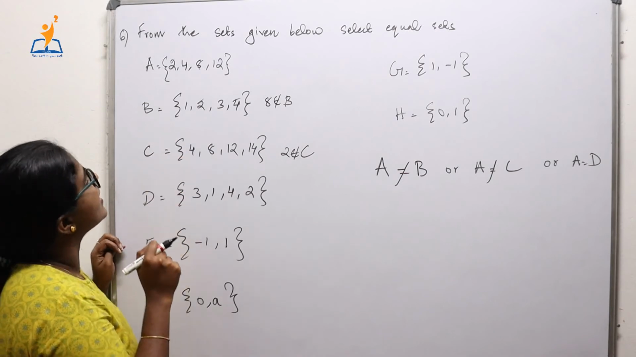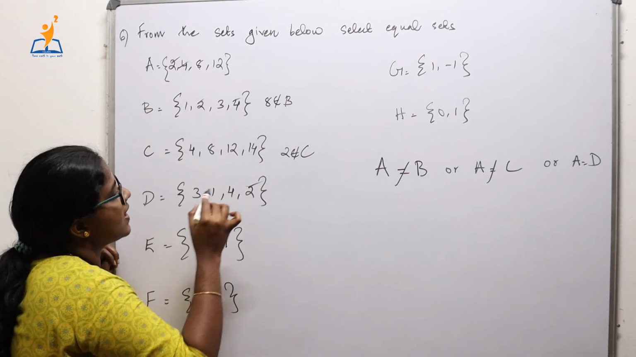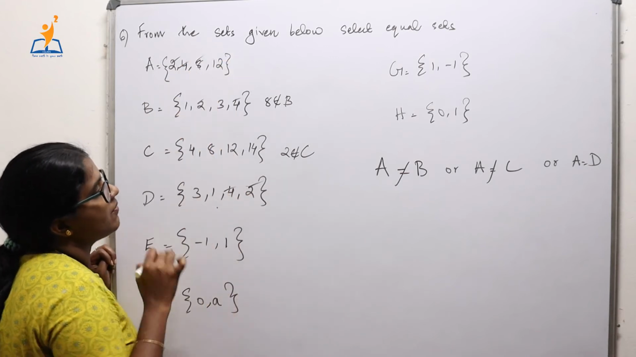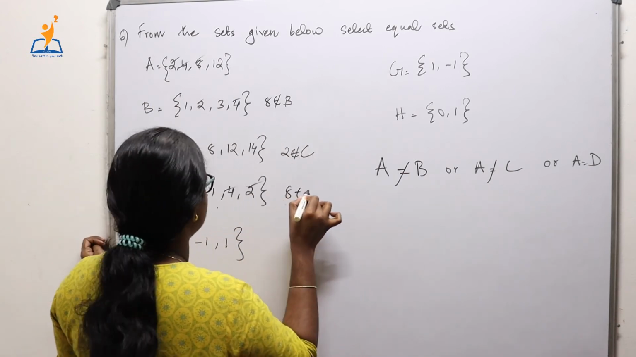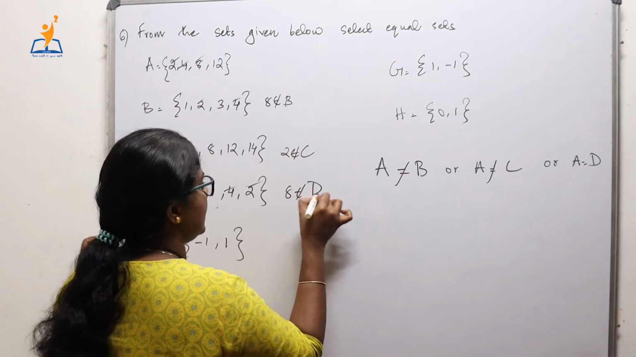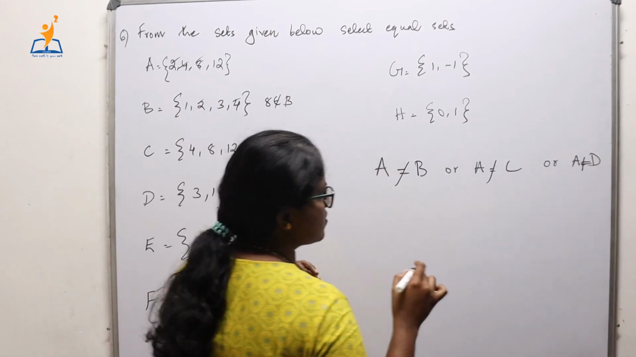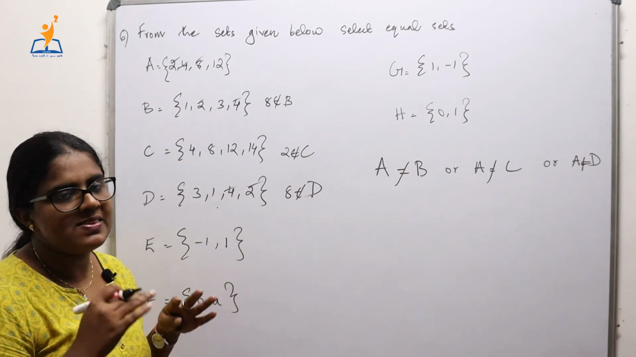Now we will check for D. 2 is here, 2 is here, 4 is here, 4 is here, 8 is here, but here we don't have 8. So 8 does not belong to D. So we have A not equal to D also. So A is not equal to any of these sets.